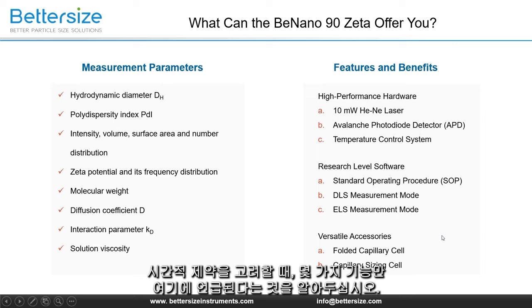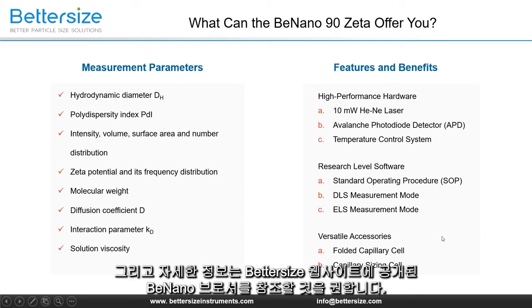Please note that given our time restrictions, only a few features are mentioned here, and it's strongly recommended to refer to the detailed information in the BeNano brochure, which has been released on the Bettersize website.